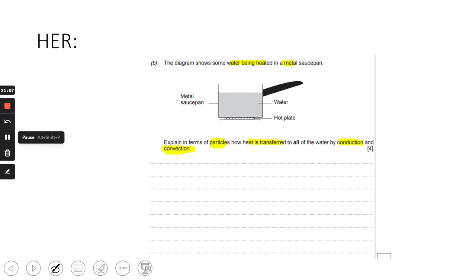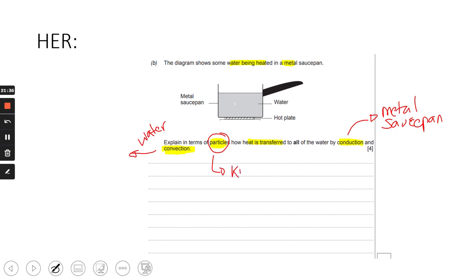Okay, I want you to have a go at this one yourself, but to make sure you talk about conduction, we're talking about the metal saucepan, and convection will be in the water. And because we're talking about particles, remember to mention kinetic energy. So now pause the video and have a go at that. And well done for focusing on this lesson.